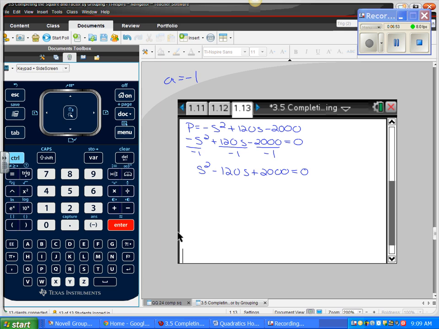Good. Move that 2,000 over. We need to make room for our new C. B over 2 quantity squared. Good. What's B? So this becomes 60 squared. What's 6 times 6? So what's 60 squared? 3,600.